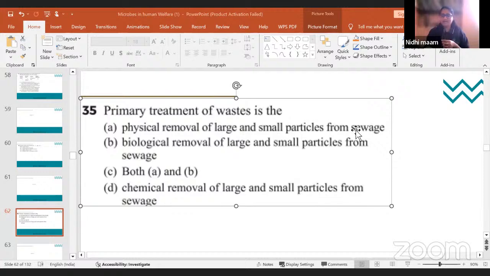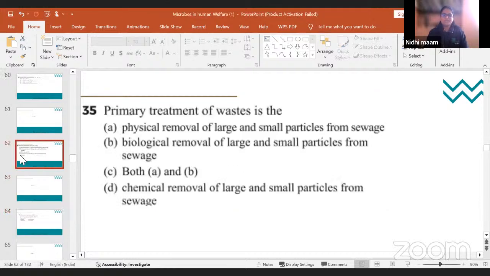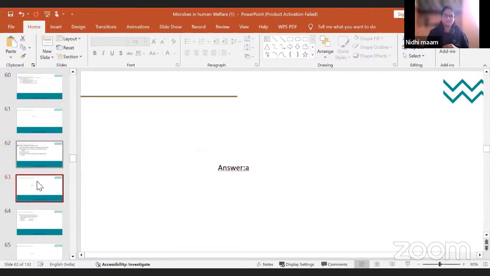Rashmi and Mallikarjun are active on YouTube. Shabina Sheikh, Aishu. Yes. Let us check the answer. Answer A, that is physical removal of large and small particles. A. Mudimalla, Lakshmi Horkeri are active on YouTube. So the right answer is here, option A.